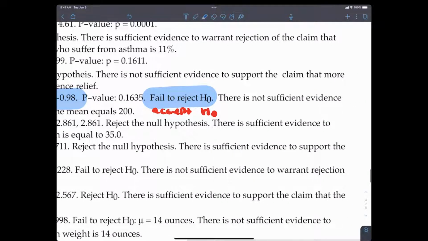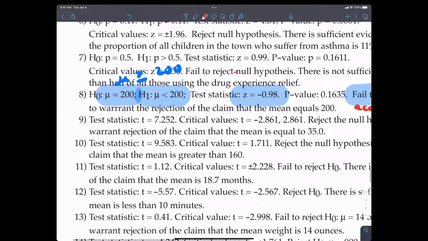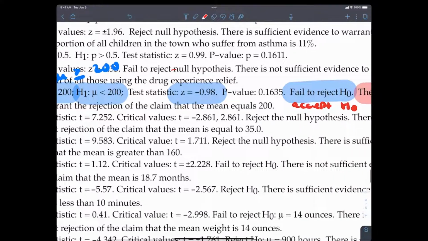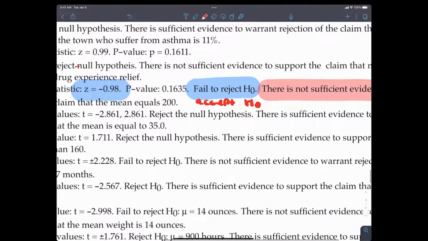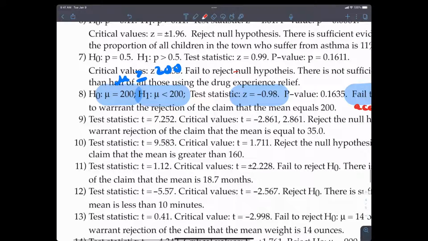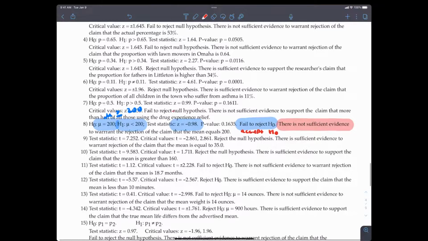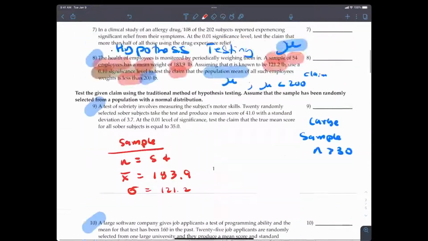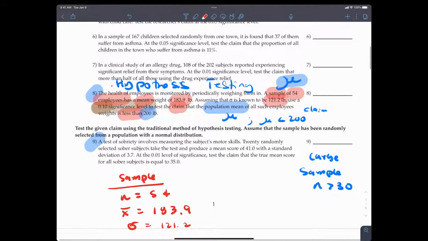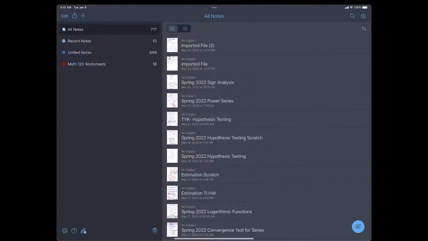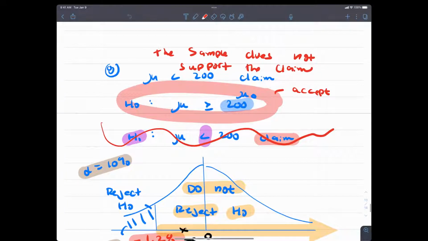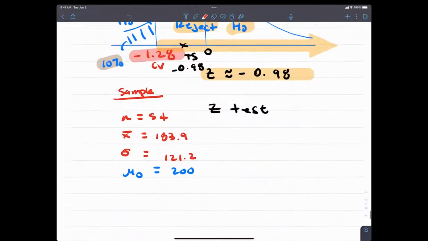And then now what they're saying is there is not any evidence to support the claim, to warrant the rejection of the claim. There is not enough evidence to warrant rejecting the claim. Well, whatever. That's very similar. I prefer to just simply say this: the sample does not support the claim. I cut to the chase. Okay? All right. Sample does not support the claim. Okay, fine. Now that's question number 8.